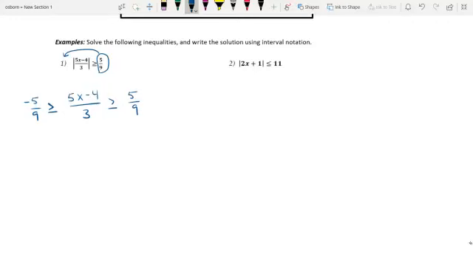Now I do this mainly to make sure that I don't accidentally flip any of my inequalities so that they're facing the wrong direction, which is a very common mistake, particularly with the absolute value inequalities. Right, so at this point I'm going to separate it into two separate inequalities. So I'm going to rewrite it as negative 5/9 is greater than or equal to 5x minus 4 over 3, and 5x minus 4 over 3 is greater than or equal to 5/9.